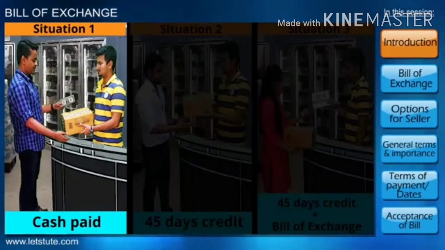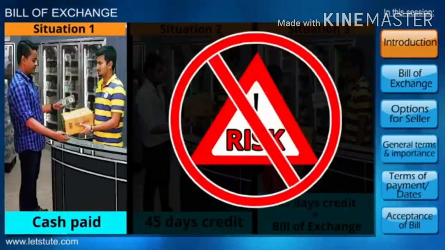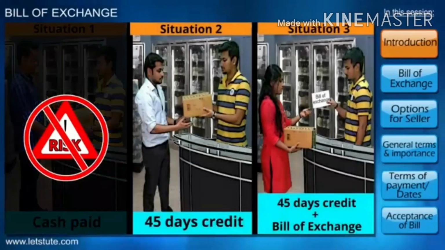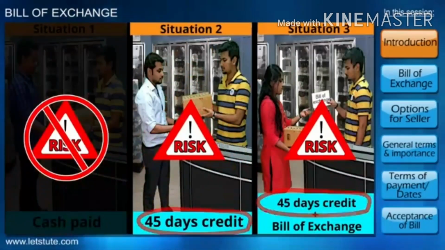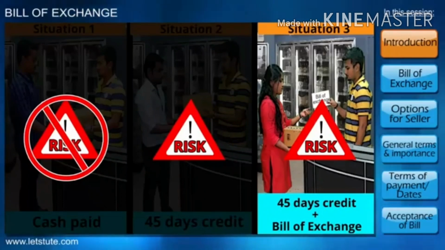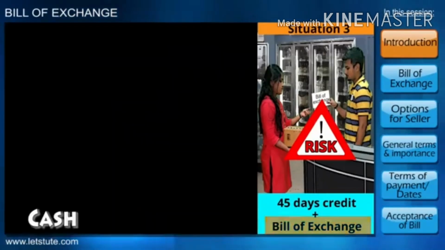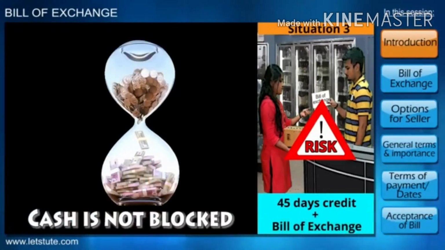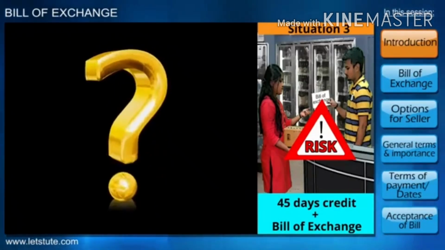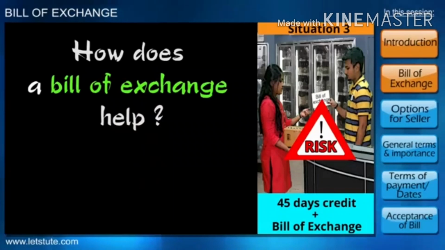Yes, of course cash, because payment is made immediately, so there is no question of risk being involved. Whereas in both the other cases, a certain level of risk is involved. But however, in the third case, there is an additional benefit. Cash is not blocked until the credit period. Now you may be thinking, how is this possible? How does a bill of exchange help?